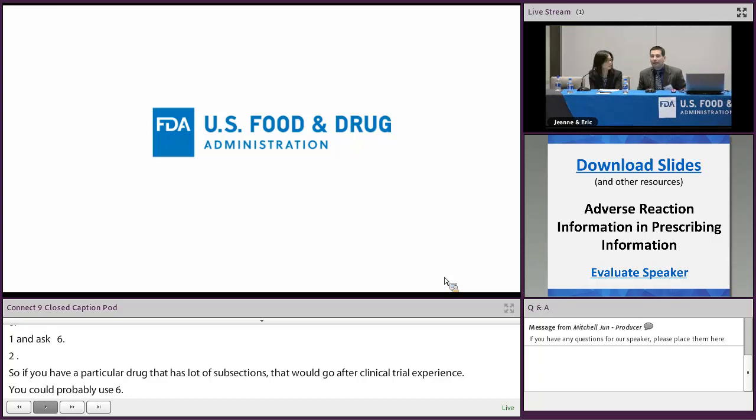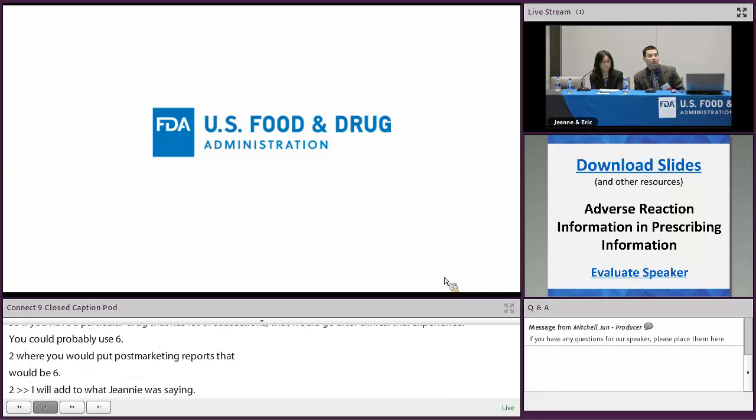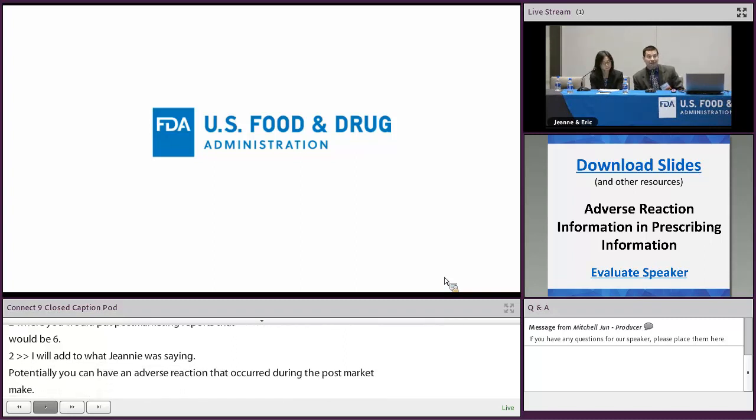To add to what Jeanne was saying now and also in her presentation, potentially you could have adverse reactions that occur during the post-marketing period, but they're from phase 4 studies. So they're adequate and well-controlled studies. That information, if there are new adverse reactions, would go into the clinical trials experience subsection.